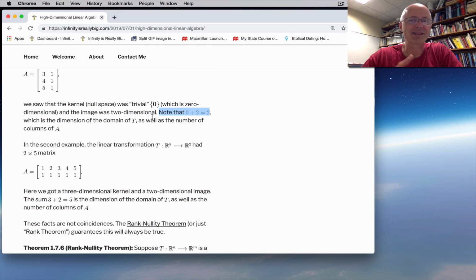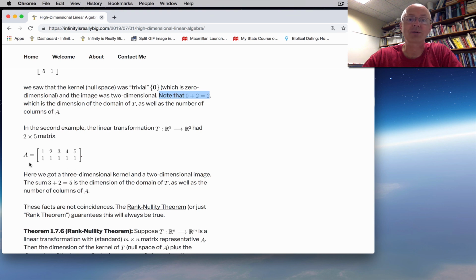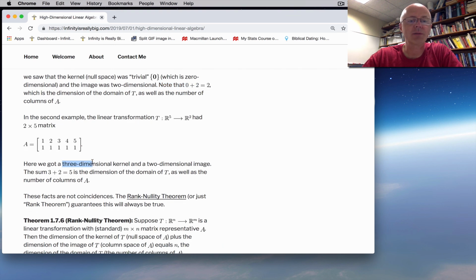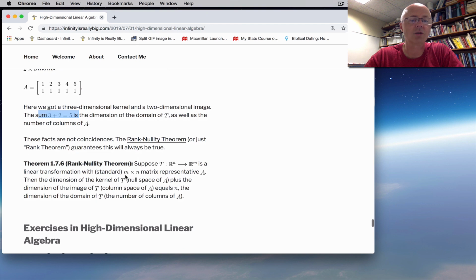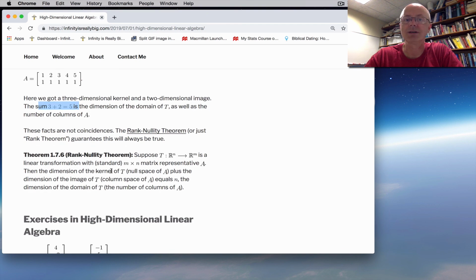With the second example, the same thing happens. We got a 2×5 matrix with 5 columns and the domain is 5-dimensional. The kernel is 3-dimensional and the image is 2-dimensional. 3 plus 2 does equal 5. The dimension of the kernel plus the dimension of the image does equal the number of columns of A, which is the same as the dimension of the domain of T. That's called the rank nullity theorem, and here's the official statement of it.